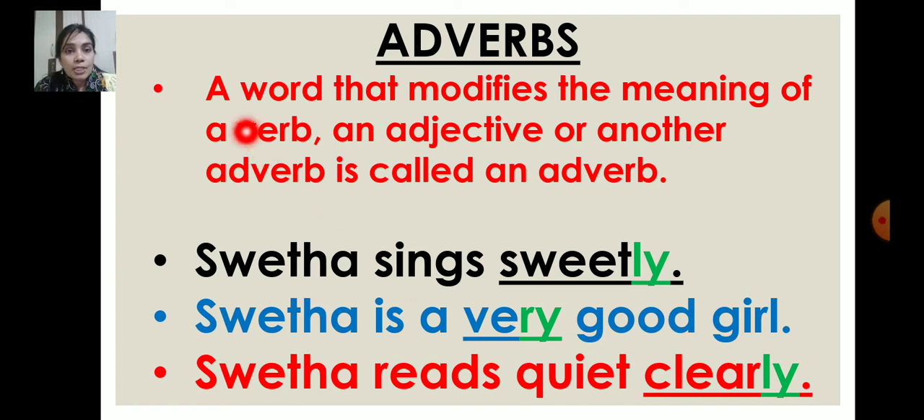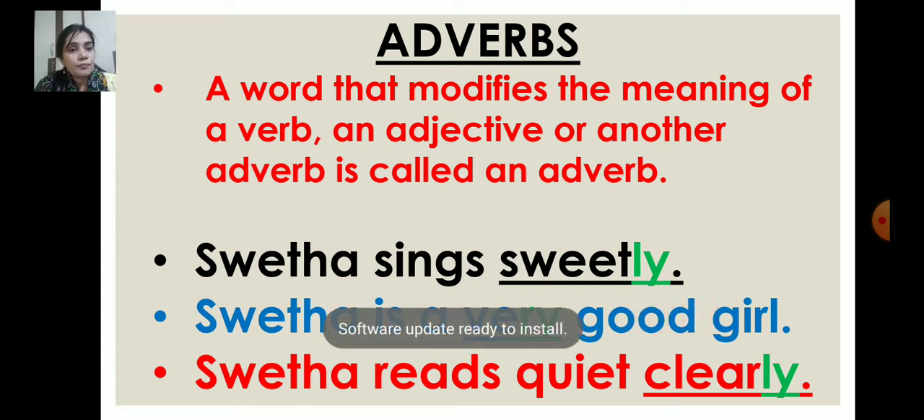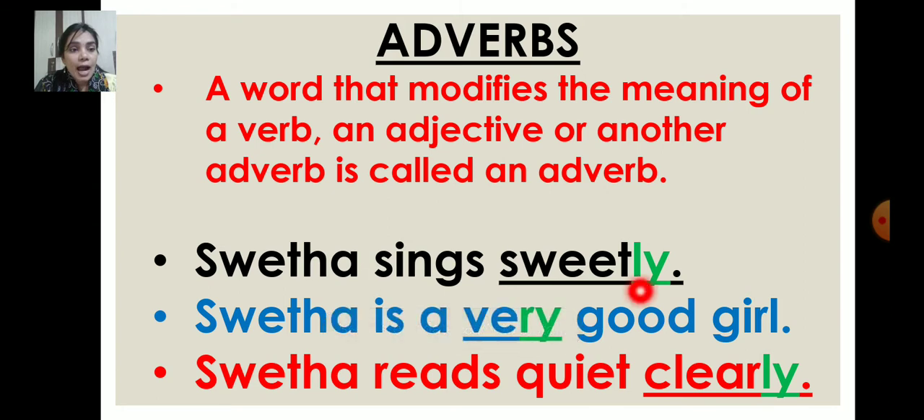Now next one. A word that modifies the meaning of an adjective. So see the second sentence. Shweta is a very good girl. Now again Shweta is a noun. Is is a helping verb, and good girl. What type of girl? Good girl. So good is an adjective.